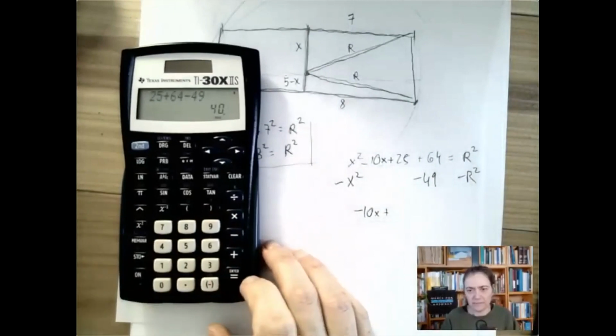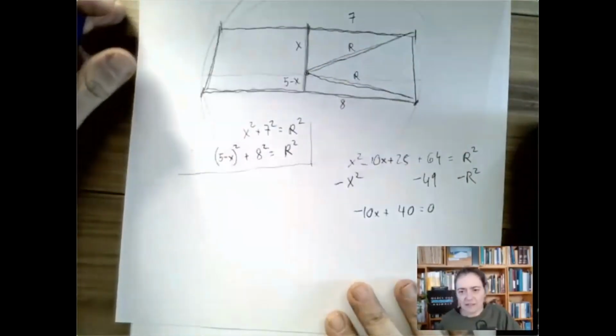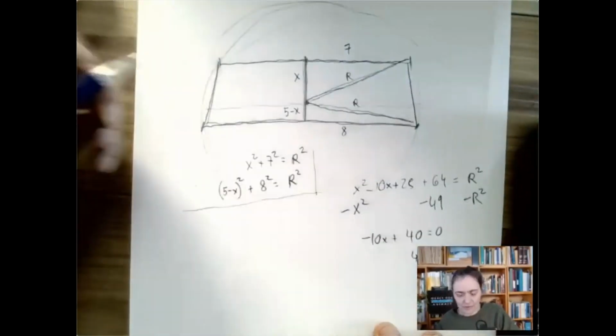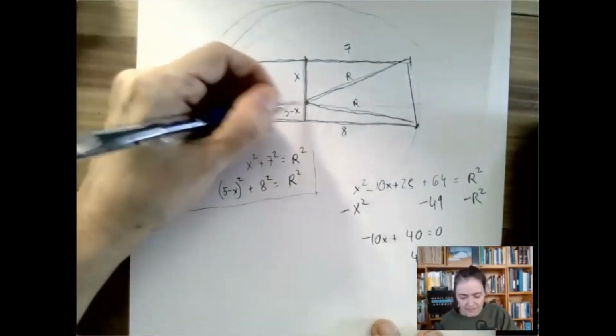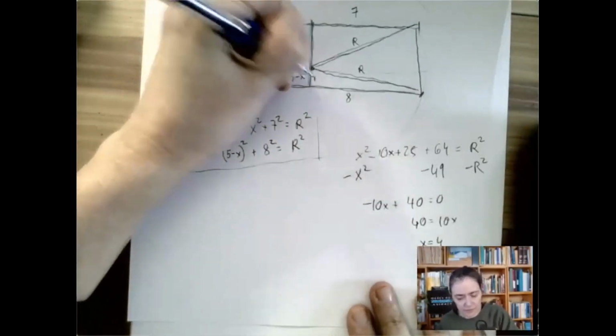Oh, that's nice. Plus 40 equals 0. That's encouraging, right? x is 4. That looks reasonable on this picture. Then 5 minus x is 1, right? This is 4, this is 1.